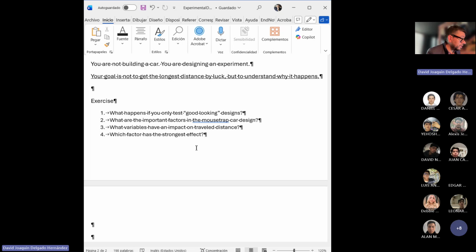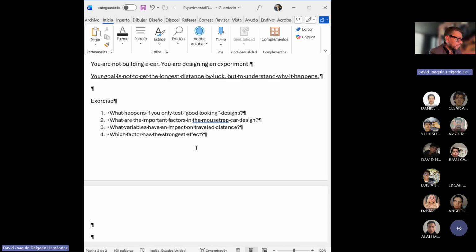What is the first question? What happens if you only test good looking designs? Yes, teacher. We were talking about that the model. Well, we won't know the real limits of the model because we are just testing good designs. But if something goes wrong, the experiment will fail probably. Exactly. That's the first answer, correct. Thank you so much, Angel.